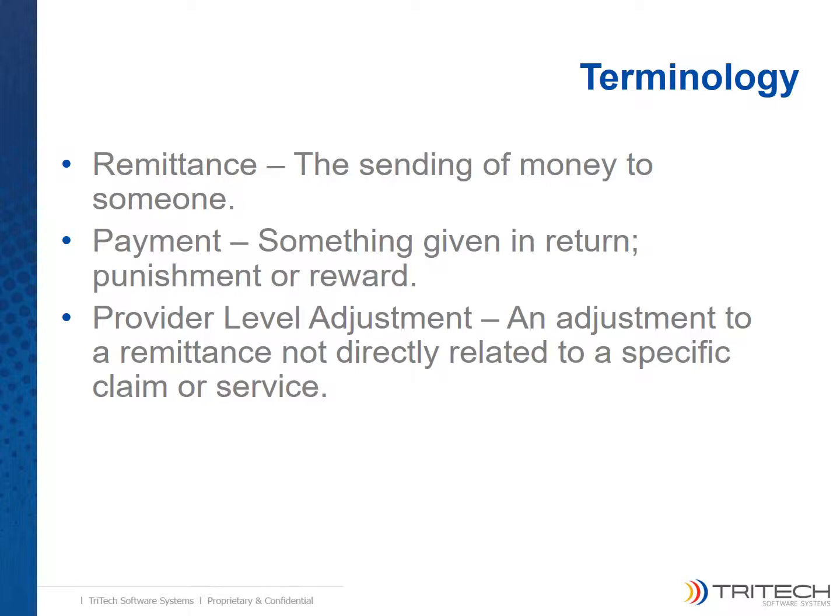The next term is provider level adjustment. This is a term that you will hear many times related to a remittance transaction or remittance file that you receive from a healthcare payer. A provider level adjustment is an adjustment to a remittance, so an adjustment to the amount of money being sent to someone that's not directly related to a specific claim or service. So it's an adjustment to the amount of money being sent that doesn't directly affect the amount of money being paid. Confused yet? Well, we'll try to clarify that in a few more moments.